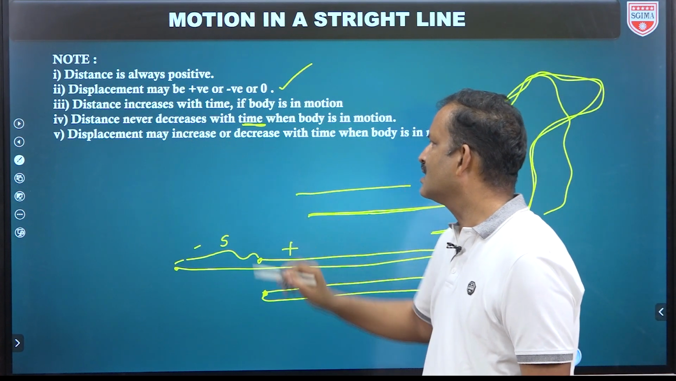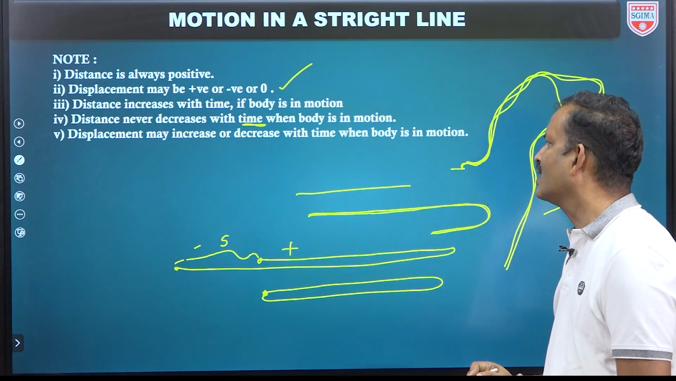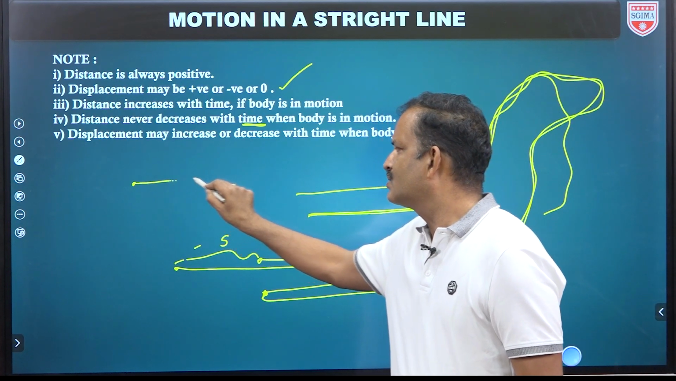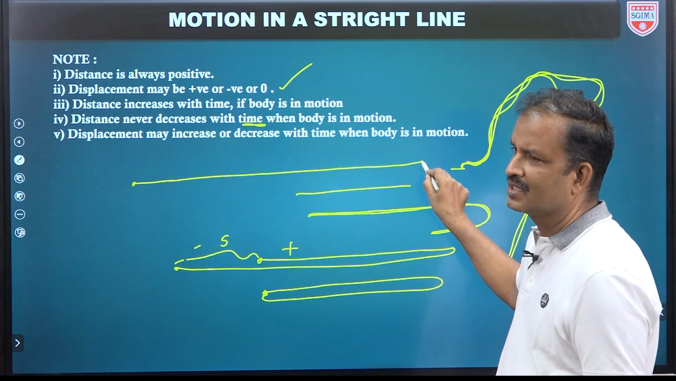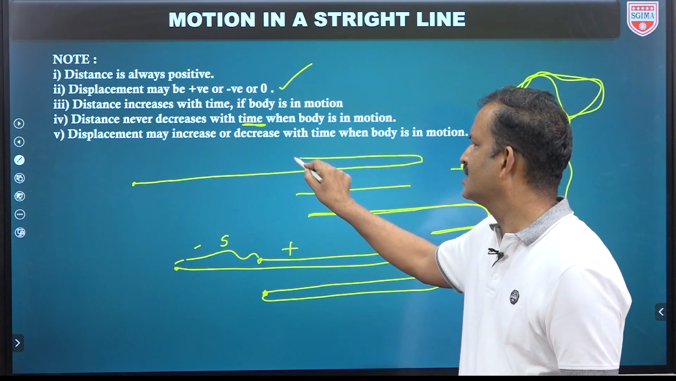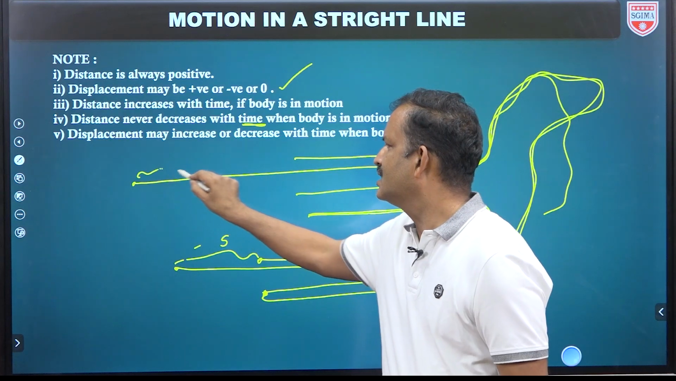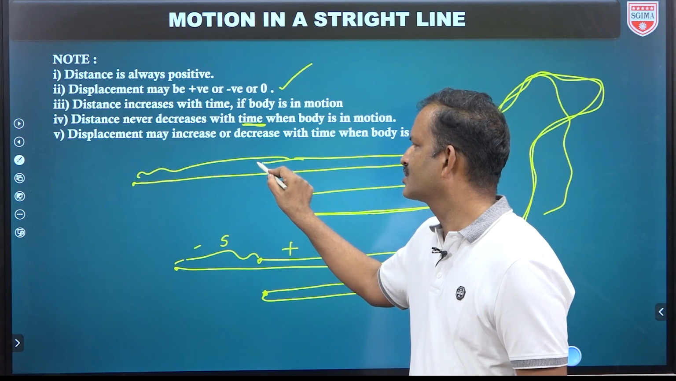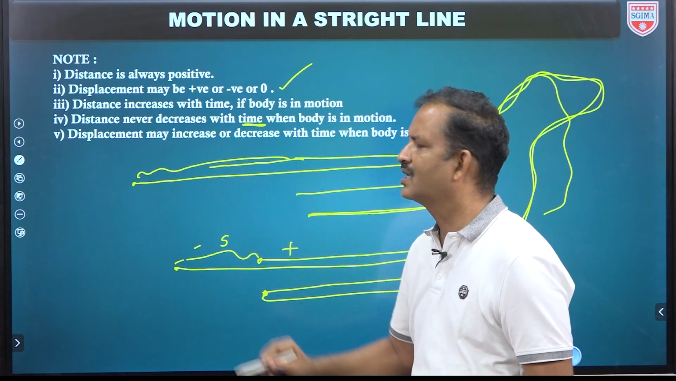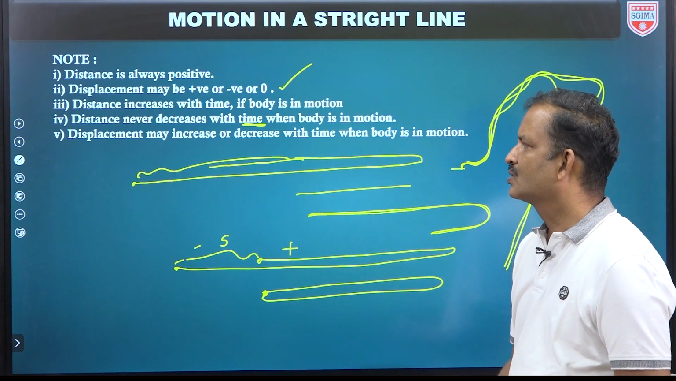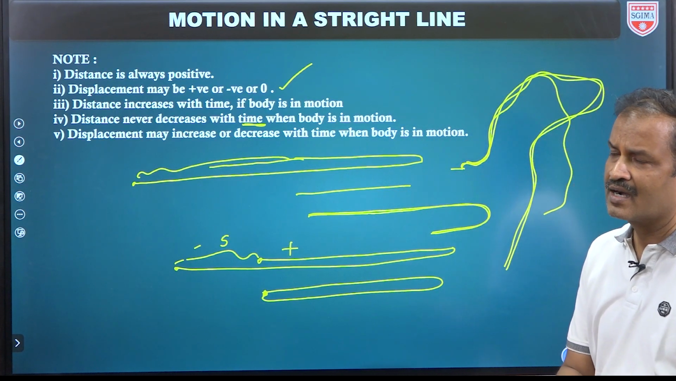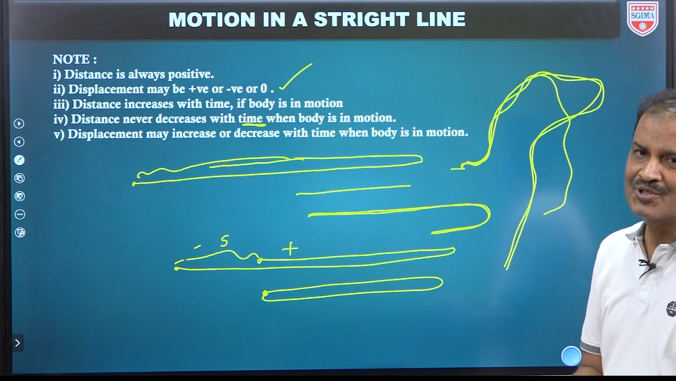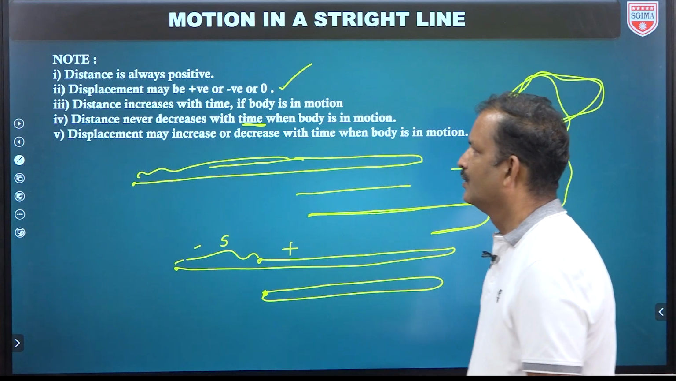Displacement may increase or decrease with time when the body is in motion. Suppose when the body is going in this way, displacement increases. Suppose it is coming in this way, then displacement is this one. With time, displacement decreases. When it comes close, displacement decreases. So, displacement may increase or decrease with time when the body is in motion. Okay?